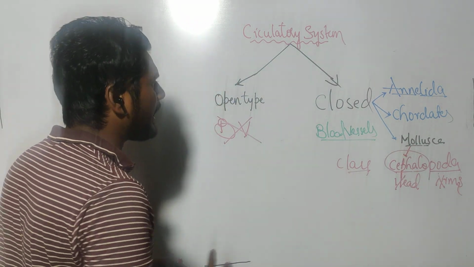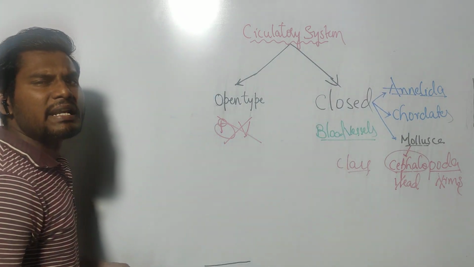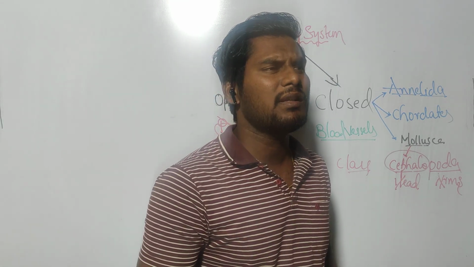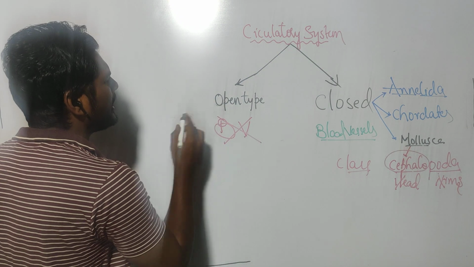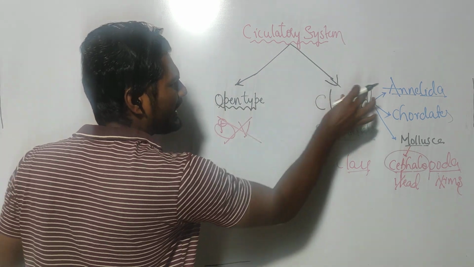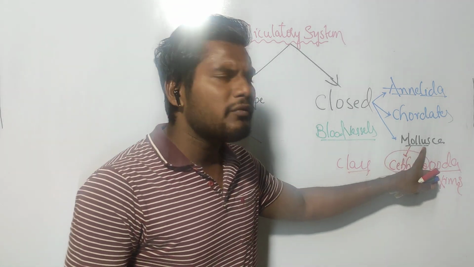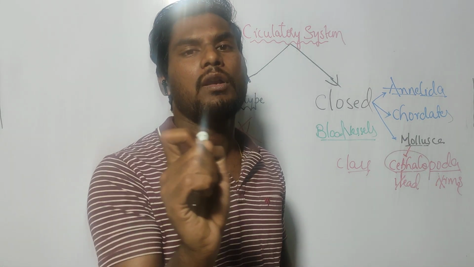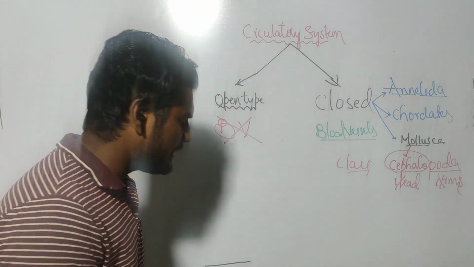Now come to the open type. Except these two phyla, all the remaining phyla are showing the open type of circulatory system. Even in Mollusca, all of them are showing the open type of circulatory system, except the class known as Cephalopoda. So the open type of circulatory system is where the blood vessels are absent. Sir, tell me the difference.